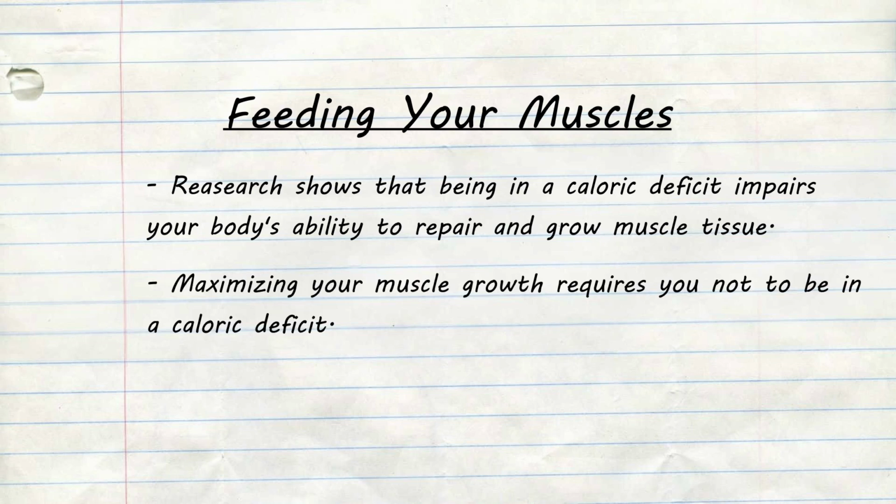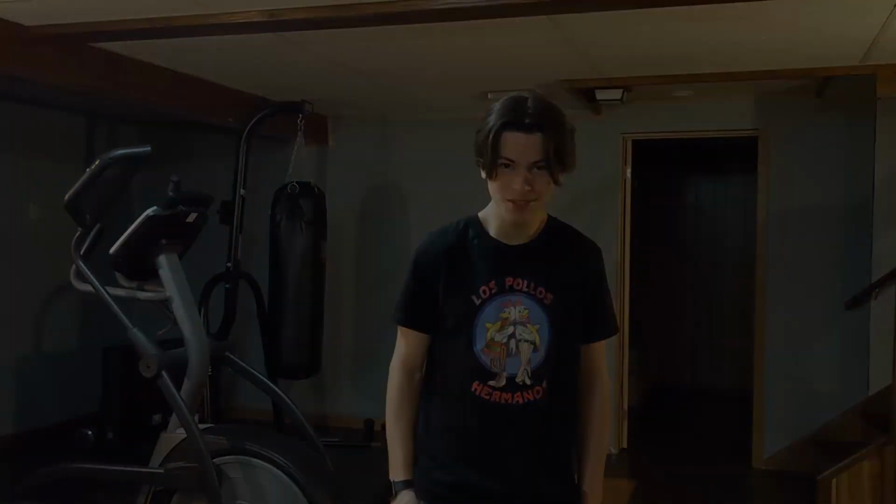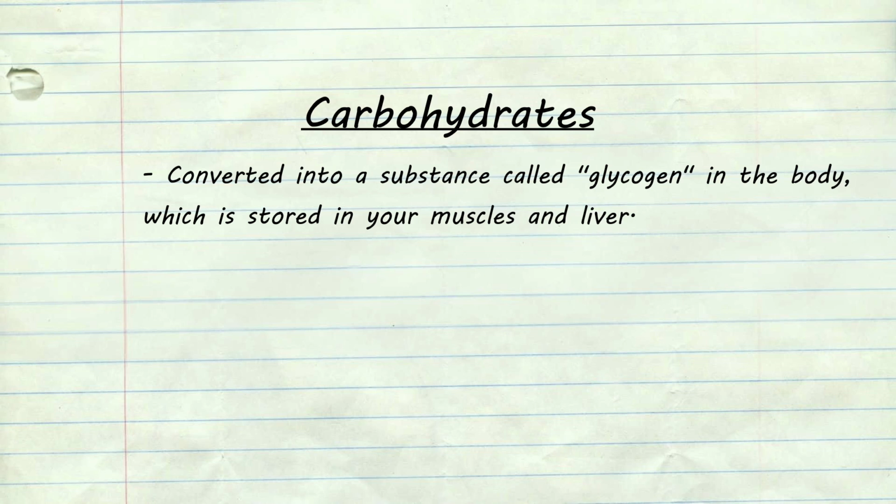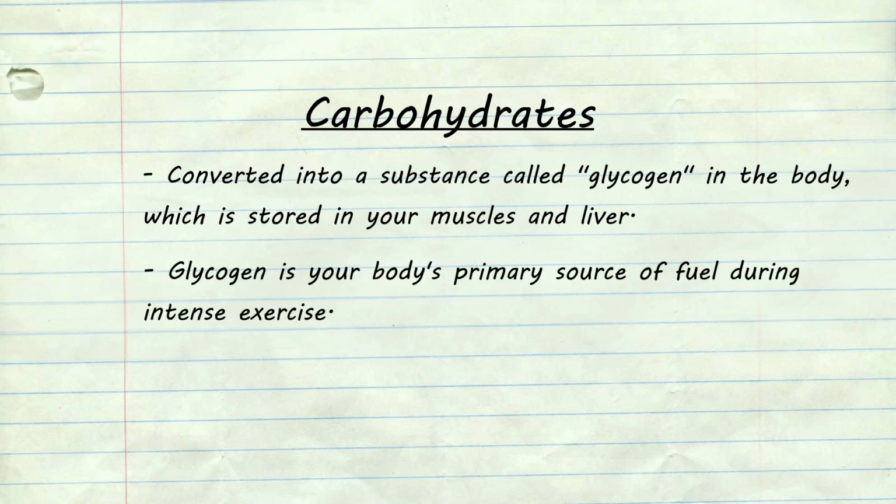One of the most important parts of feeding your muscles is eating enough protein. If you don't consume enough protein, you shouldn't expect your muscles to start magically growing like you want. Carbohydrates also contribute to your muscle building effort. Carbs are converted into a substance called glycogen in the body, which is stored in your muscles and liver. This is your body's primary source of fuel during these intense exercises.